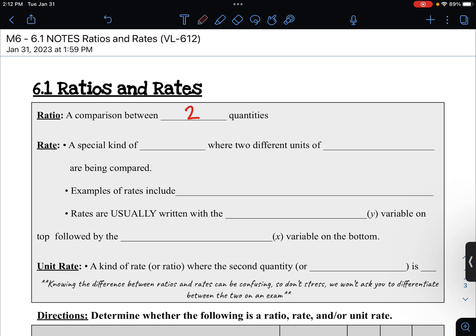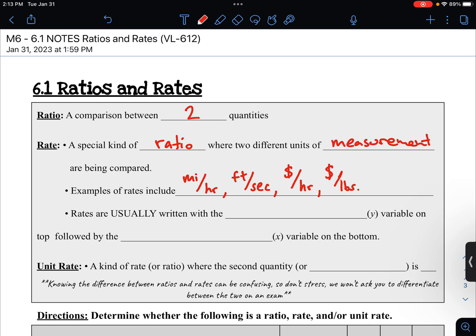What is a rate? It's a special kind of ratio where two different units of measurement are being compared. Examples of rates include things like miles per hour. You might have feet, which measures distance, per second, which measures time. You could have dollars, an amount of money, per hour. You could have dollars per pound, and pound is kind of weird, it's LBS.